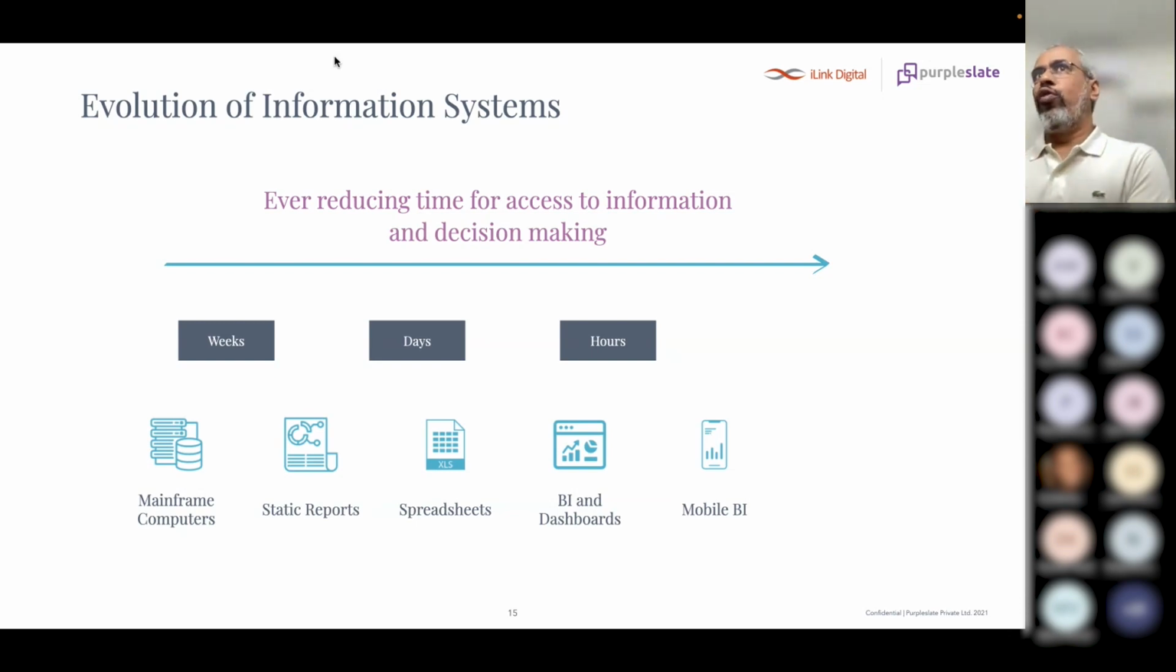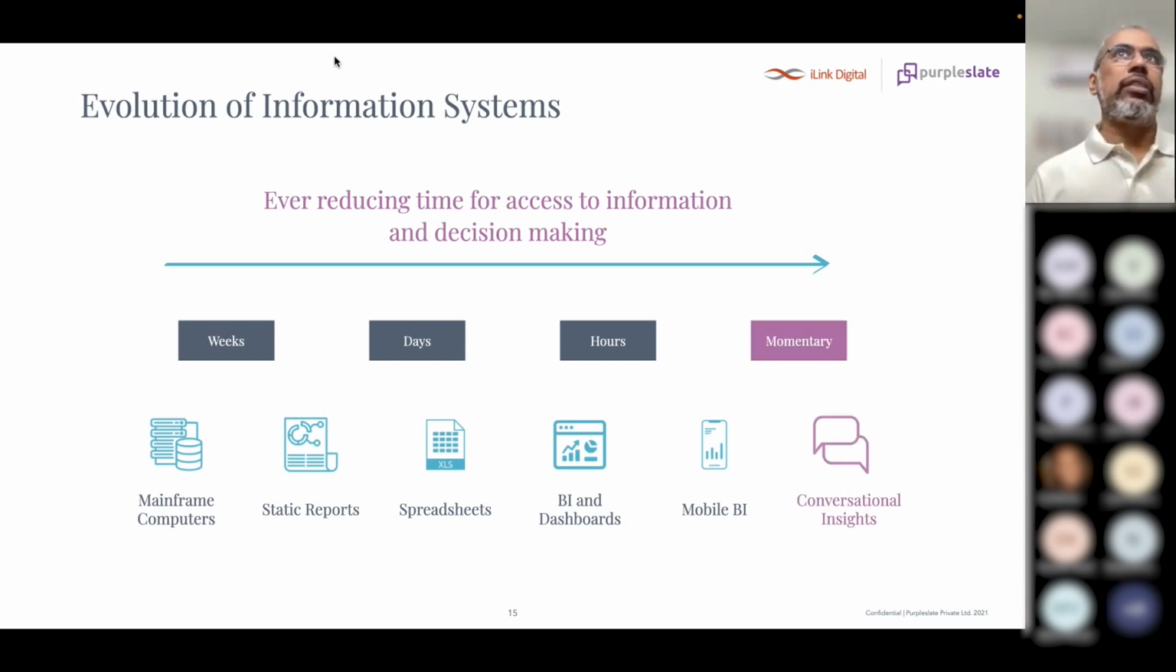And then the smartphone revolution led to having this information available again on a mobile phone. So what it really meant, as you see on the arrow at the top, is that the time it took for the concept is shrinking from weeks and days to hours. But the question is, for this momentary information which we are talking about now, what are the new set of tools going to be, from reports to dashboards to mobile BI?